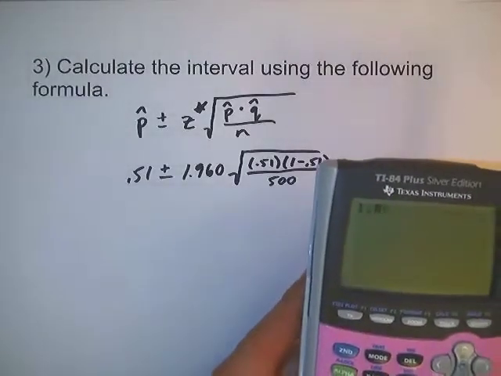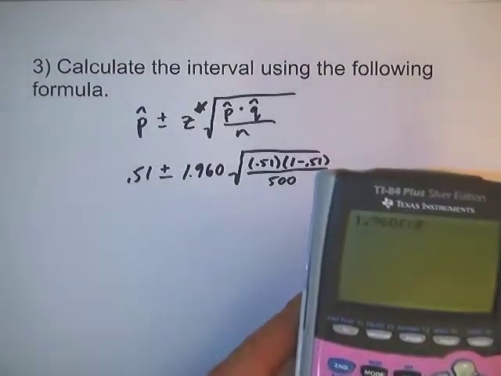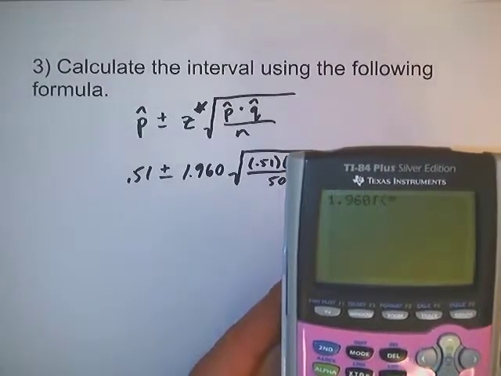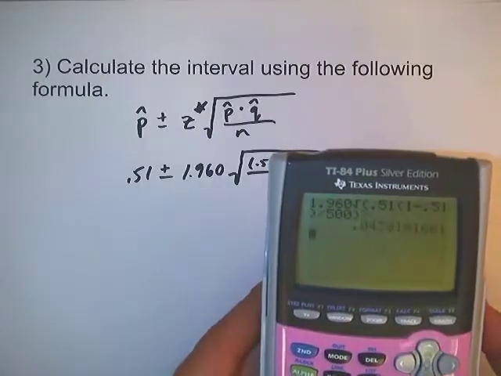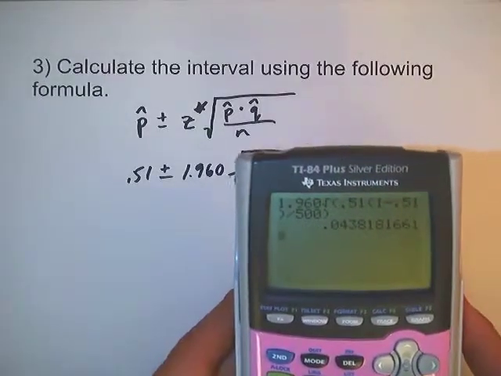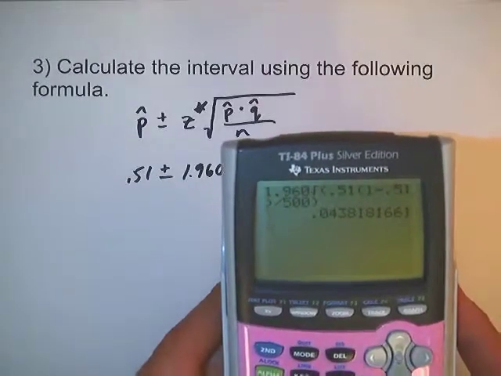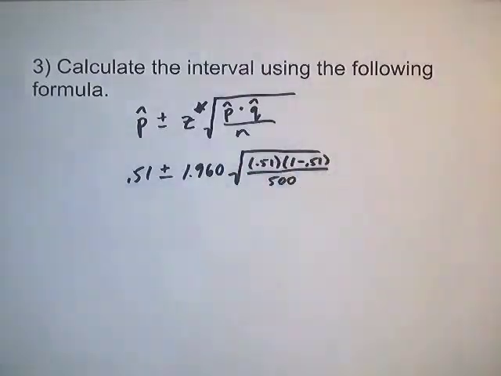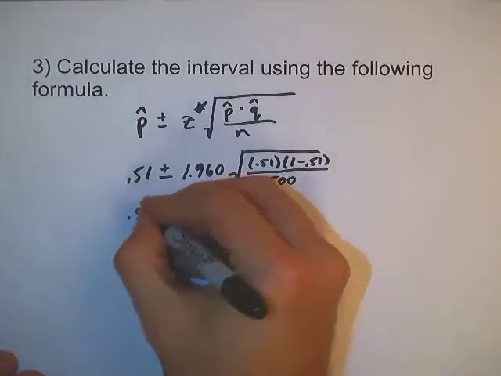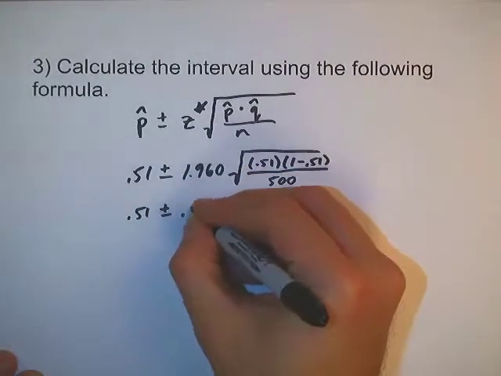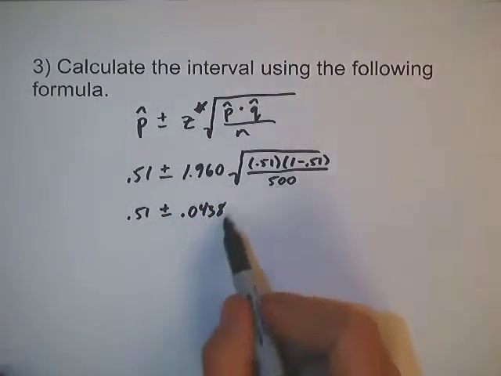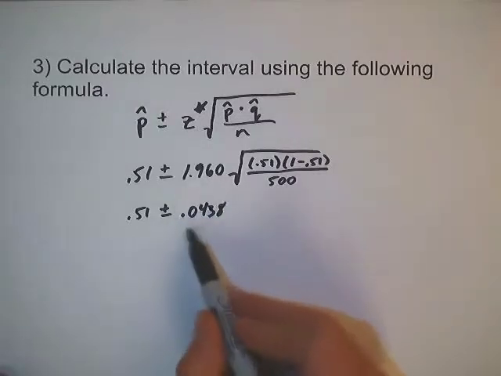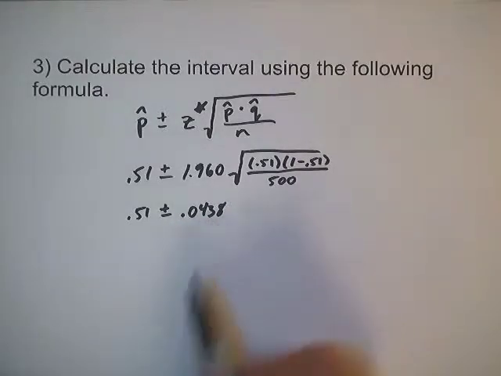In my calculator, I'm going to do all of this in one big step: my z-star value times the square root of 0.51 times 1 minus 0.51 divided by 500. And I get a margin of error of about 0.0438. So 0.51 plus or minus 0.0438. Actually this is pretty close to that 4.5 percentage points. This would end up being about 4.38 percentage points, but we can see that that is pretty close.